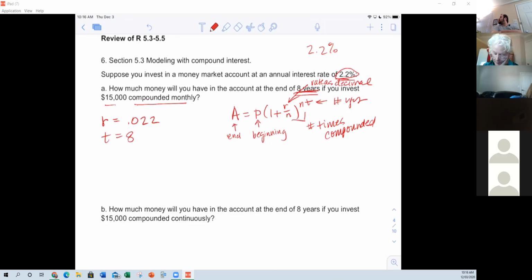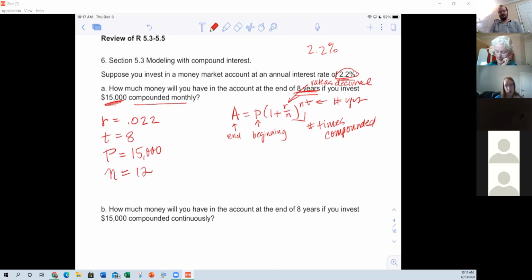Continuing with the problem, we're investing $15,000. So what variable will that go in for? The 15,000. That's the amount you start with, so it's going to be P. And then the number of times it's compounding per year would be how many if it's compounded monthly? 12.